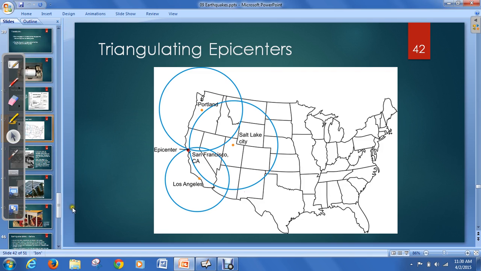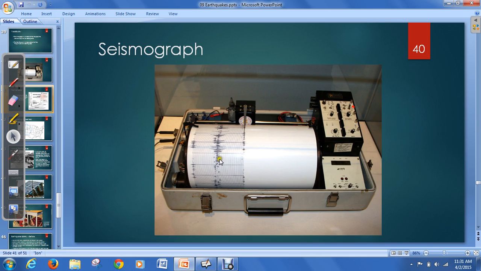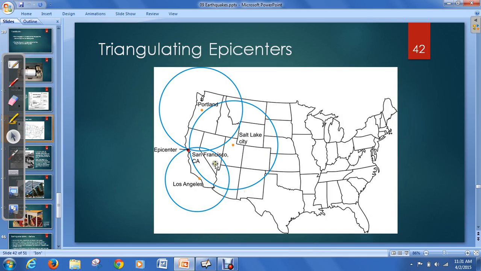All right. So that's the process, okay? Take the seismograph, find the Richter scale measurement, use that to determine the location of the earthquake.